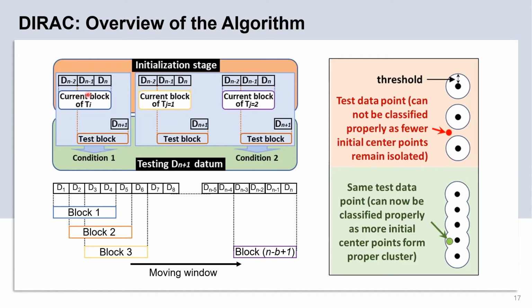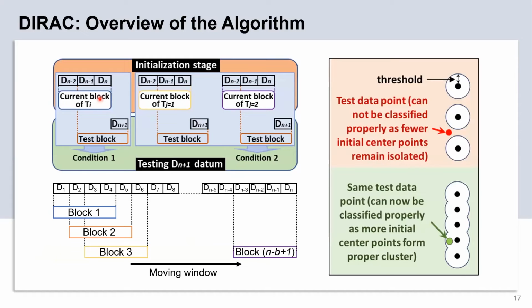Let's say transmitter TI has n data points. These points are divided into a number of blocks, or B. The blocks are formed using a moving window approach as shown at the bottom here. From each block, we calculate mu sigma points to get n minus b plus 1 number of points. We call them center points, or CP. The last block remains as the current block of the transmitter TI. To summarize, at the end of initialization, each device will have several center points and a current block containing the last block of B data points.